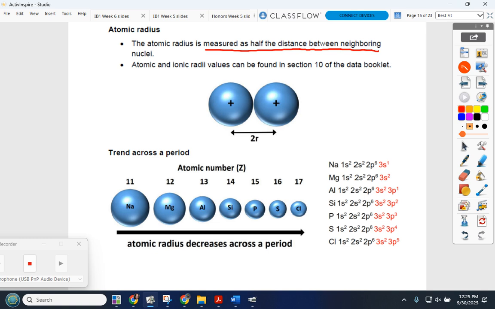And the reason for that is that we can actually pinpoint where the nuclei are and how far apart they are if we have the right specialized equipment. We cannot say at any moment in time where the outside electron is. So measuring between the two nuclei and calling half the distance the radius is the easiest way to do that.